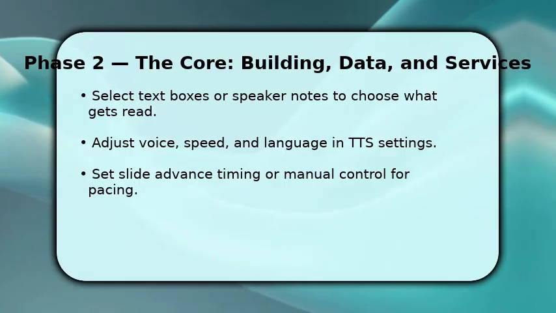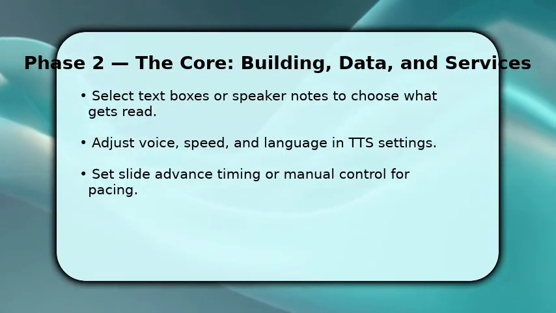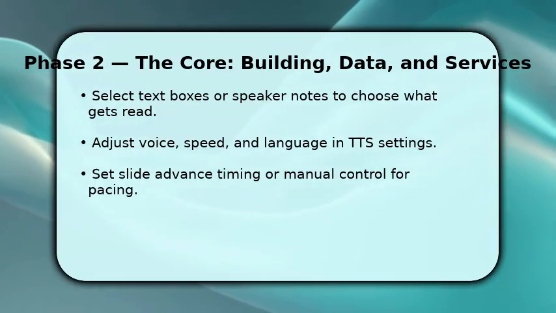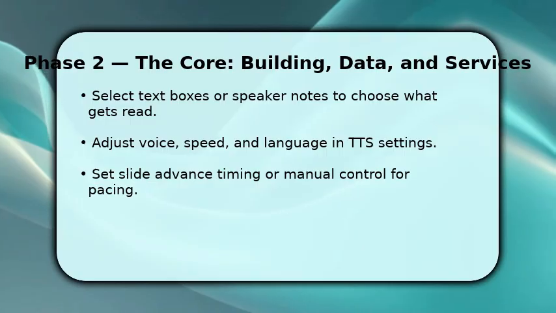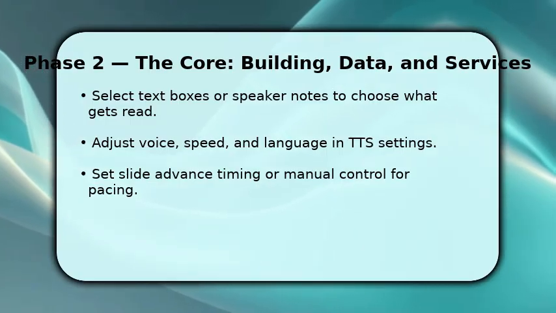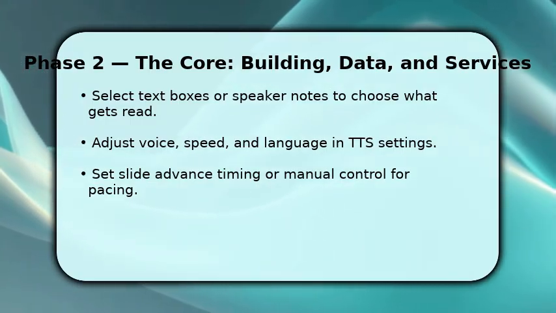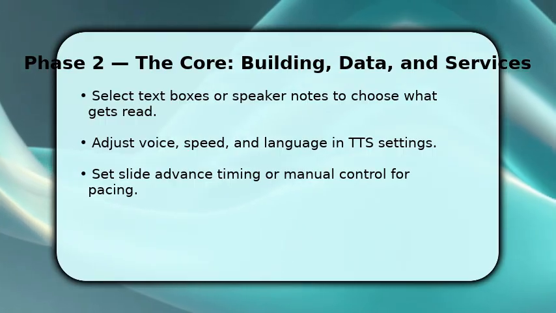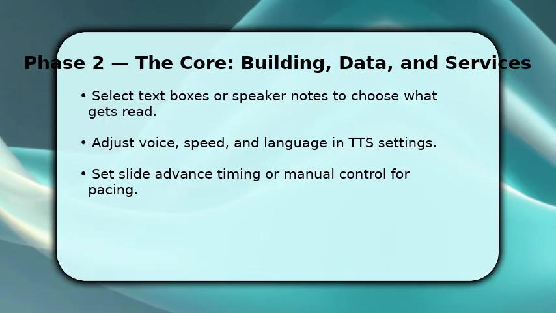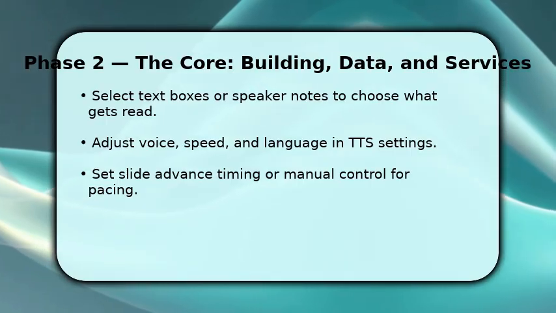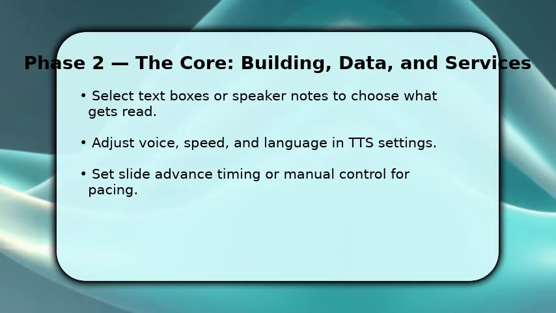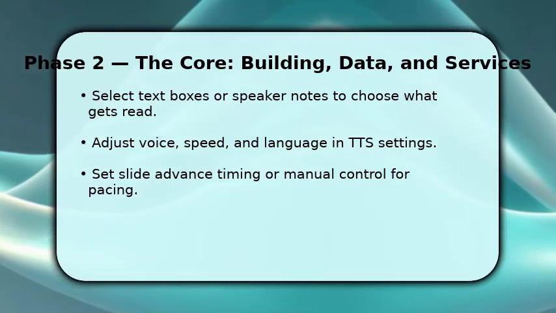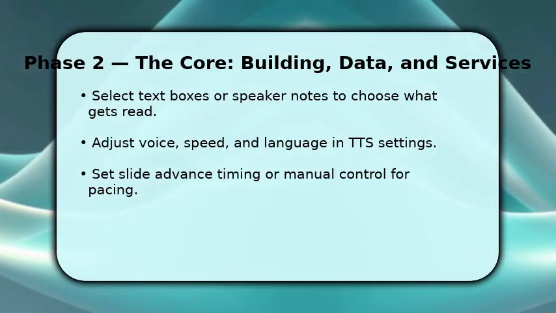Then, change voice, speed, and language in the TTS settings so pronunciation and pacing match your audience. Slower for complex material, faster for summaries. Once configured, set automatic slide advance timing or opt for manual controls. This determines whether the TTS follows slides or you control pacing. Test a multi-slide read to confirm flow and fix mismatches.